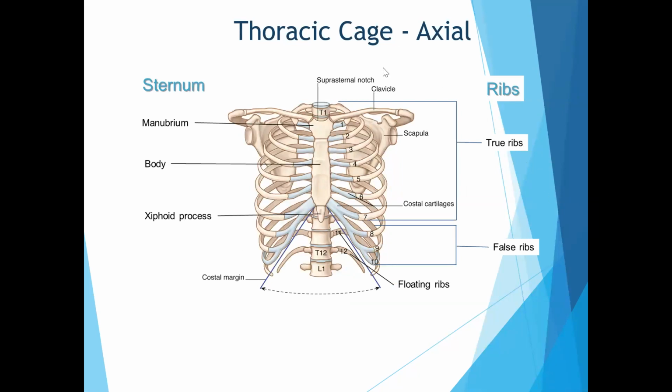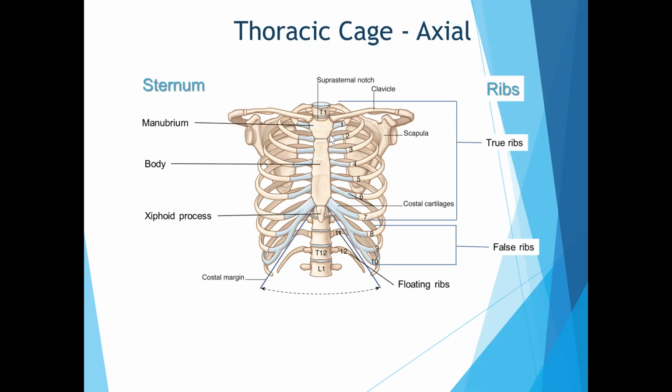All right, moving on down the chain to the thoracic cage. So this is still part of our axial skeleton. We'll start off with the sternum. It has a few different parts to it. You have the manubrium, the body, and the xiphoid process. So all three of those make up the sternum.